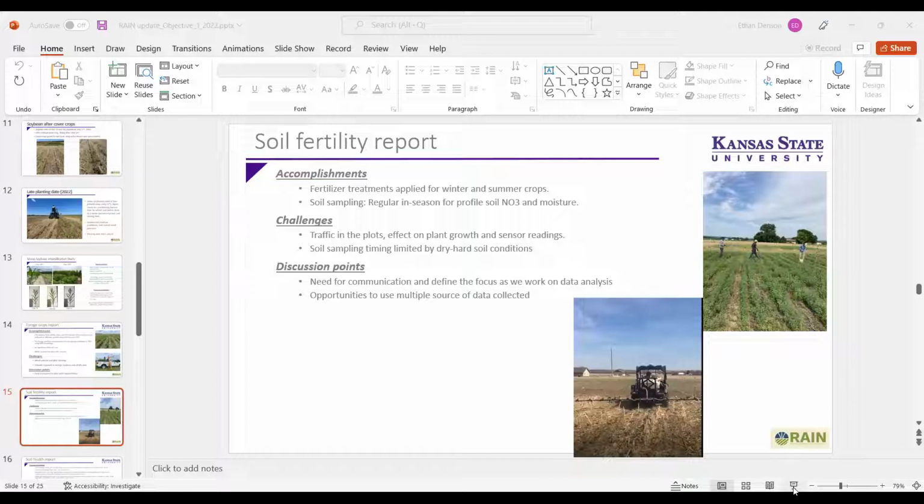We've also been collecting nitrogen samples during the growing season multiple times, and that's one of the things we accomplished as well. In terms of challenges, we see there's a lot of things happening in these plots, and that is something we probably need to discuss more. How is this affecting things like sensors and compaction? That is something for discussion the next couple of days.